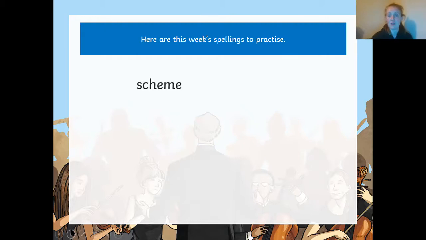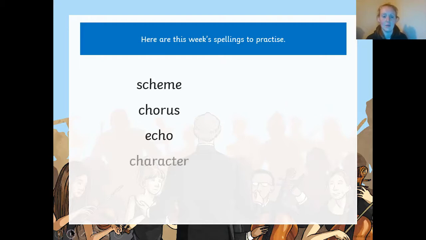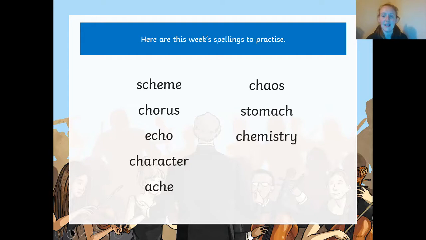So these are your spellings for this week. Okay, so the C and the H making the K sound together. Scheme, chorus, echo, character, ache, chaos, stomach, chemistry, orchestra, and technology. So if you're in group 1, you'll have 8 of those. Group 2, you'll have all of them, and group 3, you'll have all of them plus an extra 2 there.